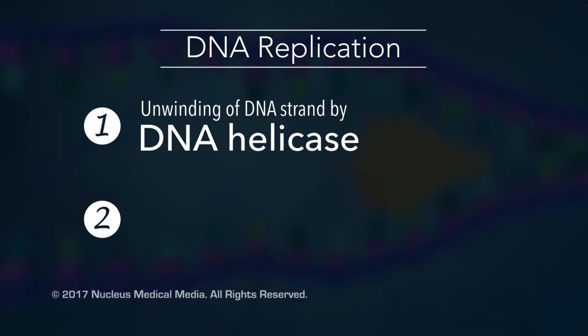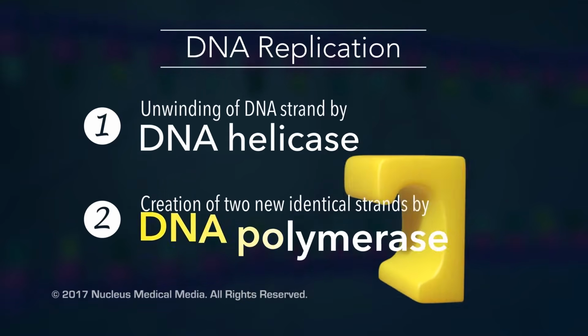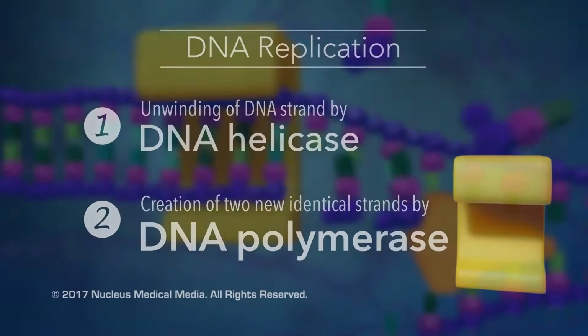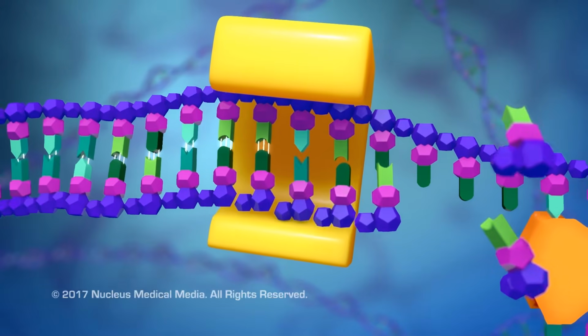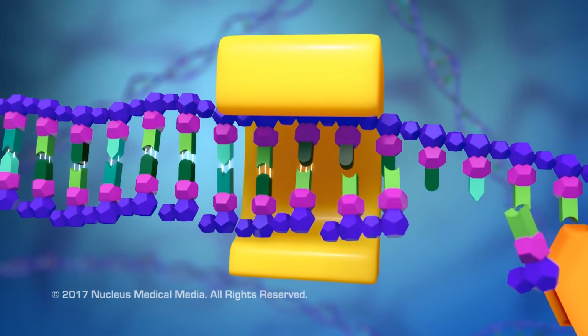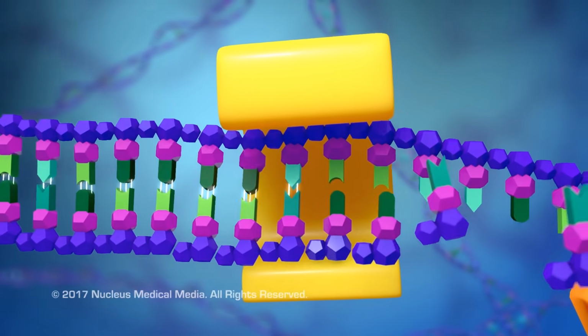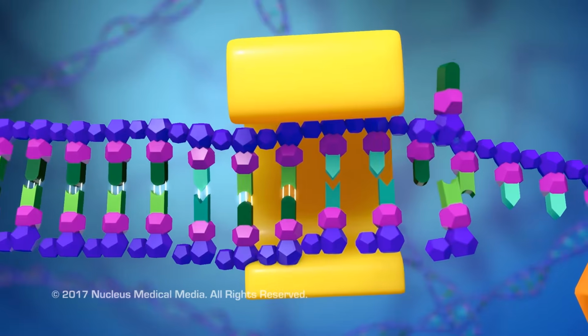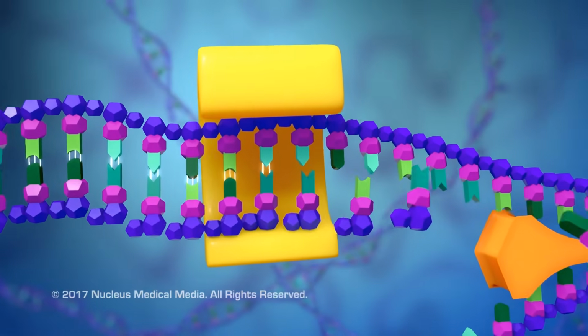This brings us to the second step in DNA replication, the creation of two new identical DNA strands. An enzyme that assists in this process is called DNA polymerase. It adds free nucleotides available in the nucleus to the original template strands. DNA polymerase does this by creating new hydrogen bonds between the available nitrogenous bases of the free nucleotides and those on both sides of the original DNA molecule.